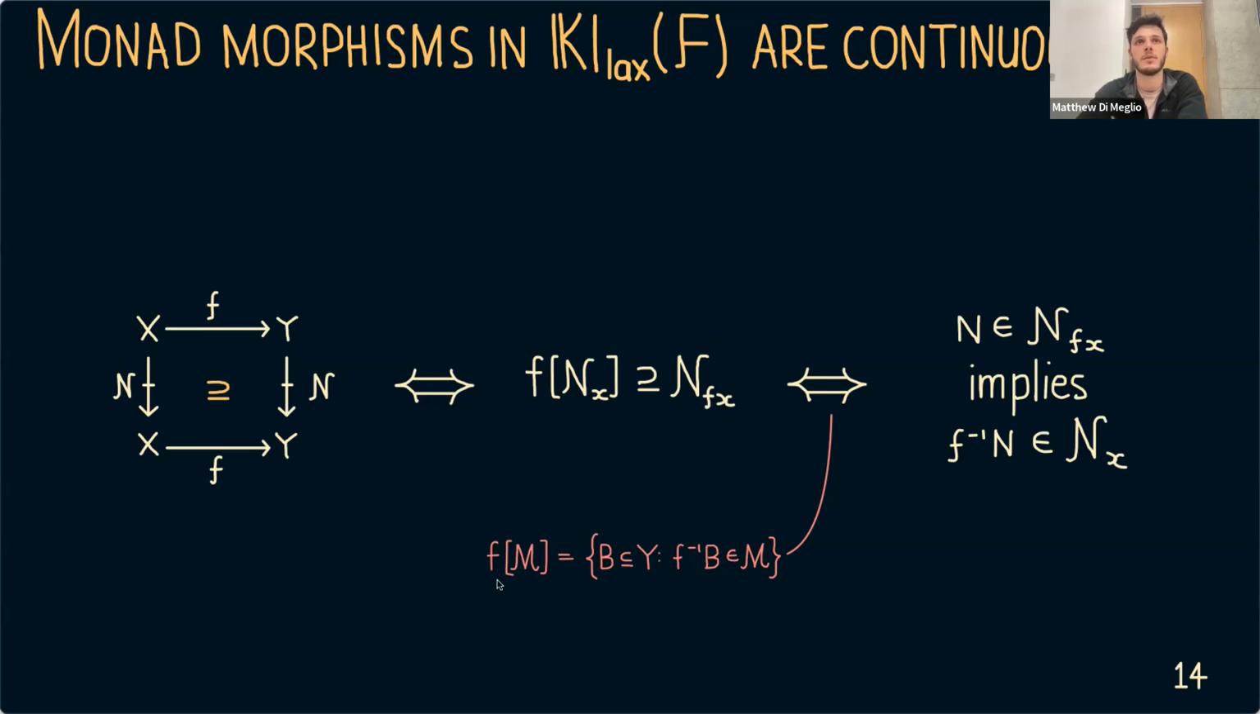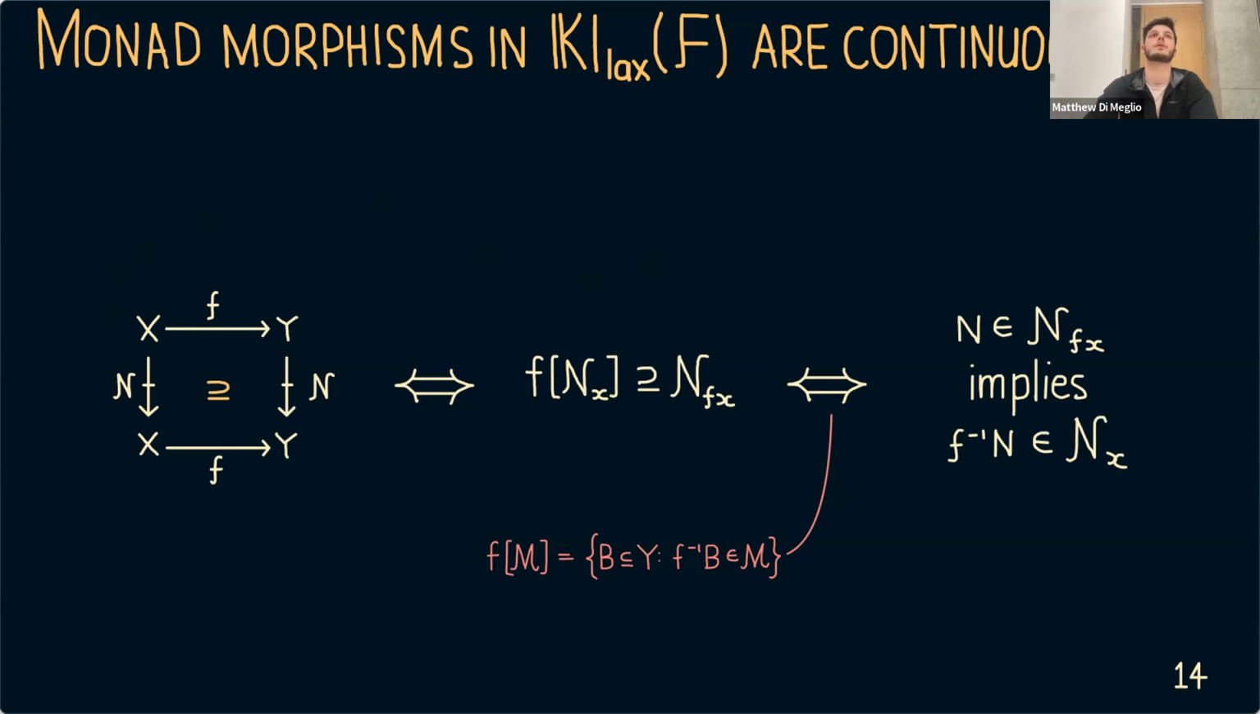And if you sort of unpack what it means to take the image of a filter, it turns out that it's the same thing as saying that if N is a neighborhood of F of X, then the pre-image of N is a neighborhood of X. And this is also equivalent to saying that the pre-image of every open set is open. And so that's why the monad morphisms in this double category are the same thing as continuous maps.